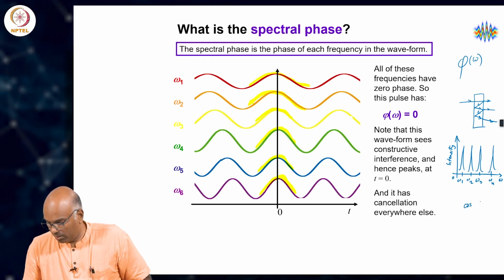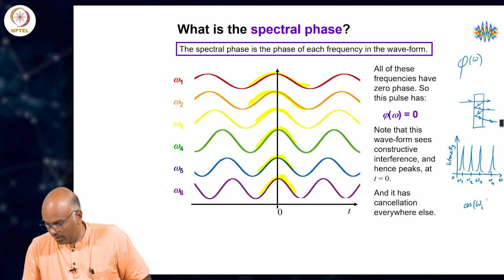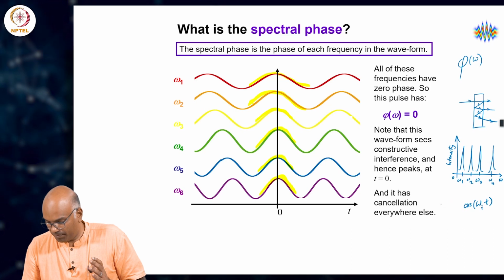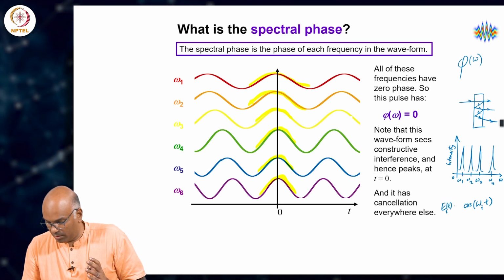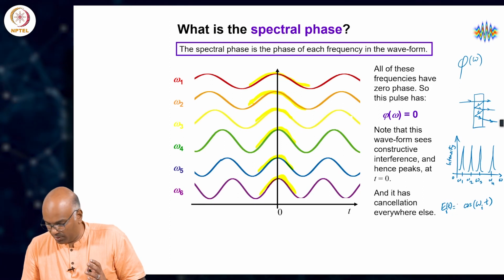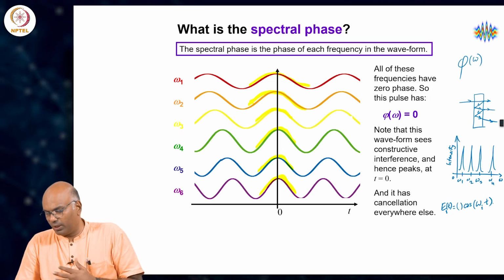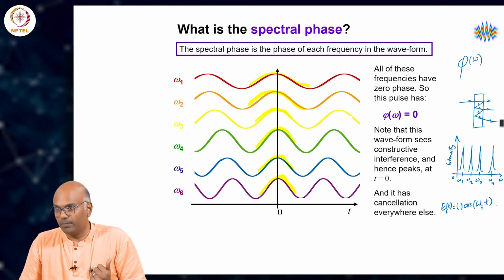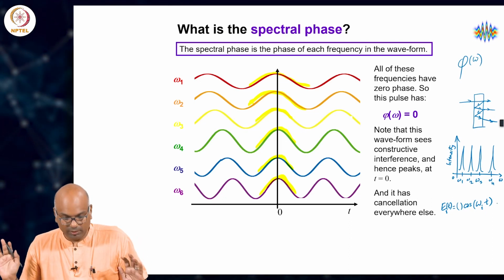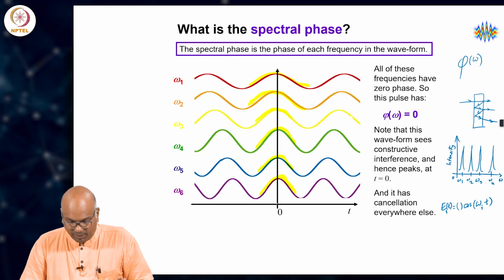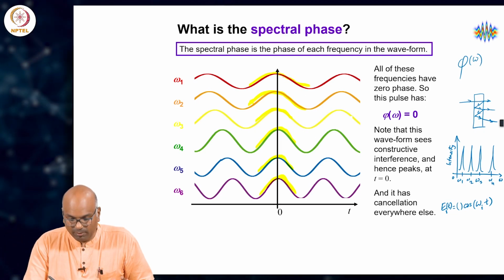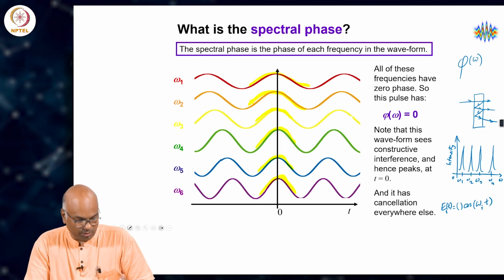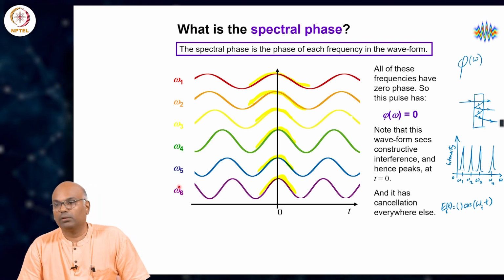as cosine omega i t. The field of the ith mode is some amplitude multiplying cosine omega t. There is no initial phase factor phi associated with any of them. Point clear? So, then that simply means that at t equal to 0, maxima align themselves nicely across the 6 frequencies going from omega 1 to omega 6, correct.